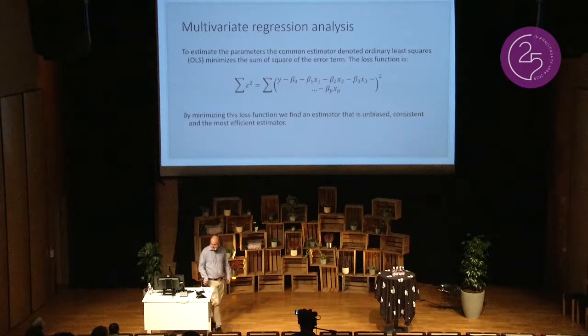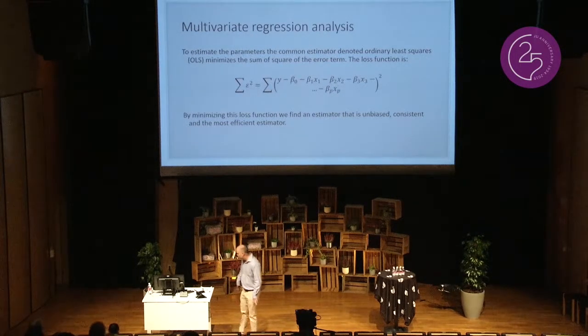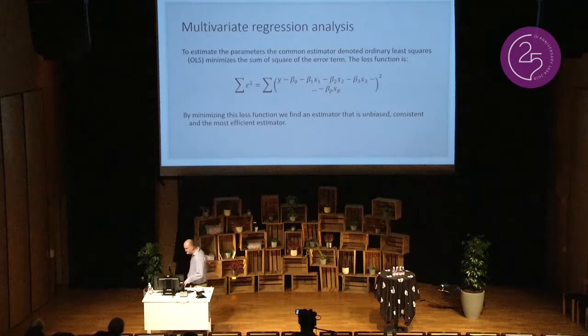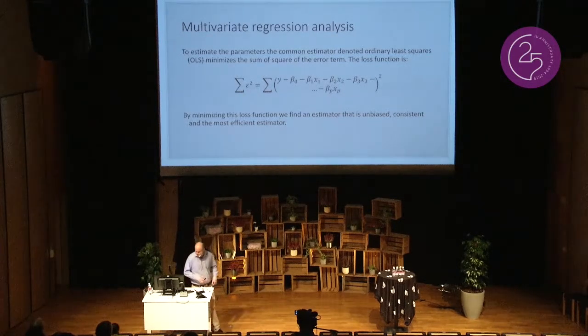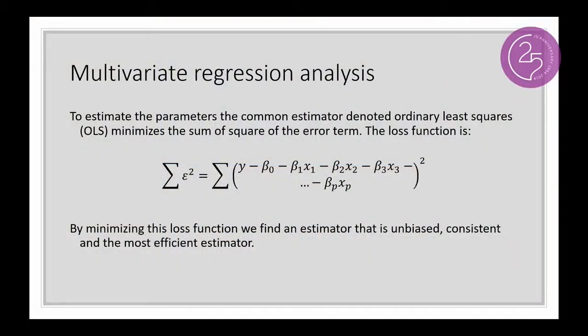So to estimate these parameters, one usually uses an estimator called ordinary least squares, OLS. And that minimizes the sum of squares of the error term. And here we can discuss the loss function, which is the sum of epsilon raised to the power of 2, which is equal to the sum of (y minus beta 0 minus beta 1 x1, all the way down to beta p xp) raised to the power of 2. And this is the error that we're making in our model, and that is what we want to minimize.